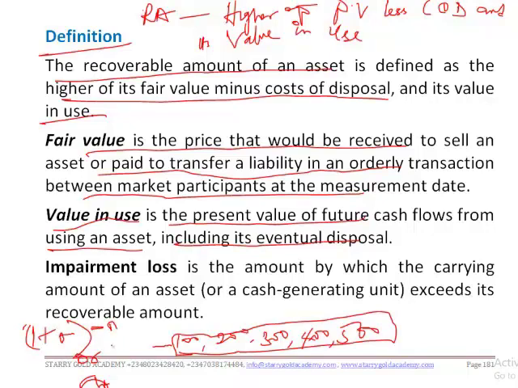Okay, or you do 1 divided by (1 plus r) raised to the power n. So either you do the inverse method or you do this straight away. Are we together? So impairment loss is the amount by which the carrying amount of an asset or a cash generating unit exceeds its recoverable amount. In other words, an asset is said to be impaired when the carrying amount of an asset exceeds its recoverable amount.